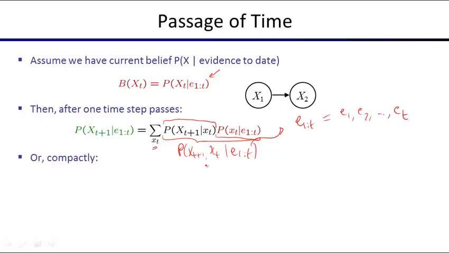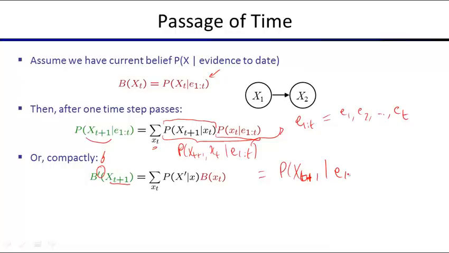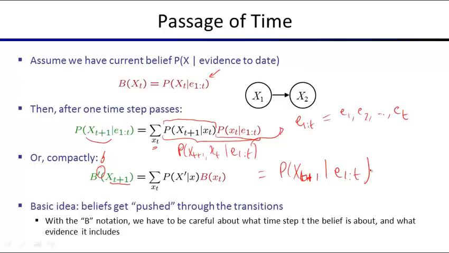So the same passage of time as on the previous slide. More compactly, meaning just shorthand notation, but the same thing, we call this B prime. This prime here stands for the fact that we have only incorporated evidence up to time t, not up to time t plus 1. So this is x_{t+1}, but the evidence has only been incorporated up to time t. That's why we have the little prime here. Let's be explicit. This is equal to P(x_{t+1} given e_1 through t). Okay, so all we do here is pushing beliefs through the transition model in a very natural way.